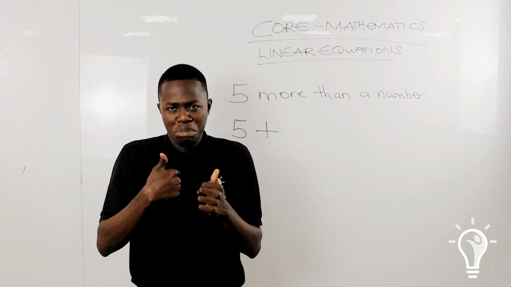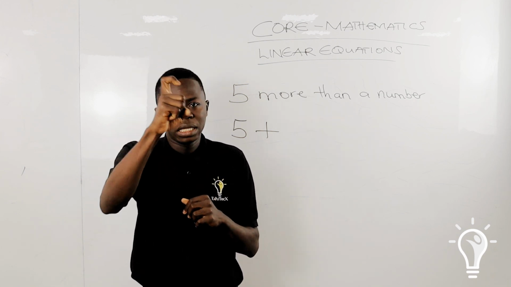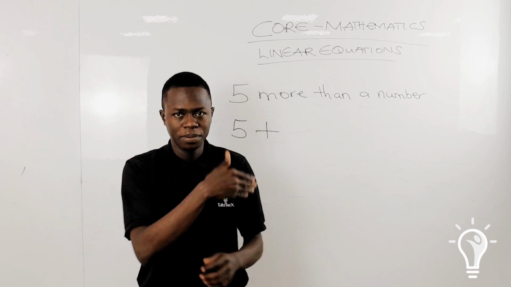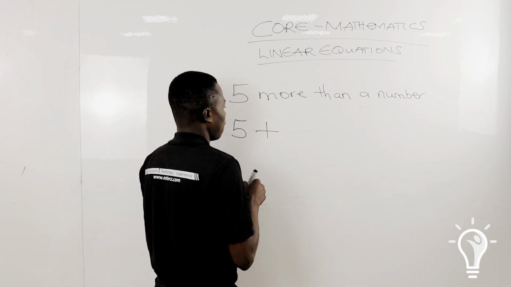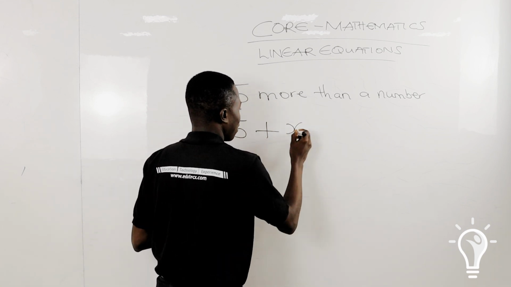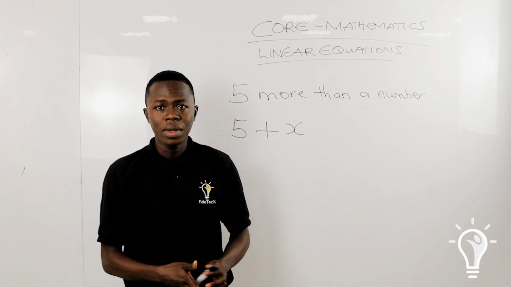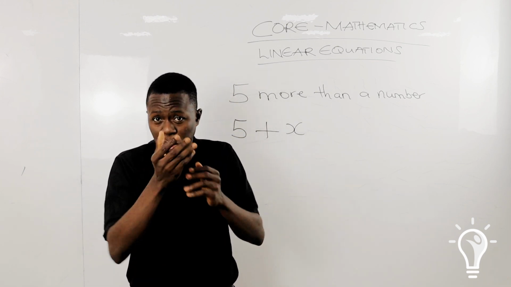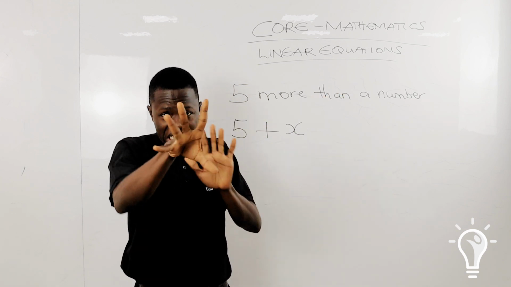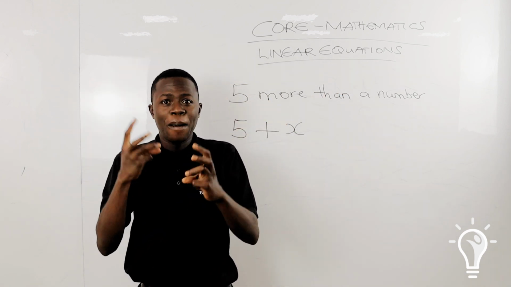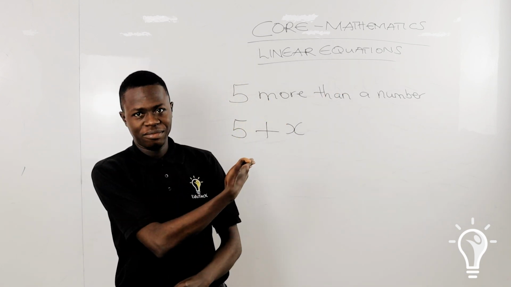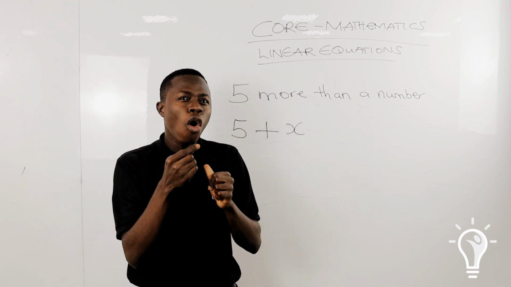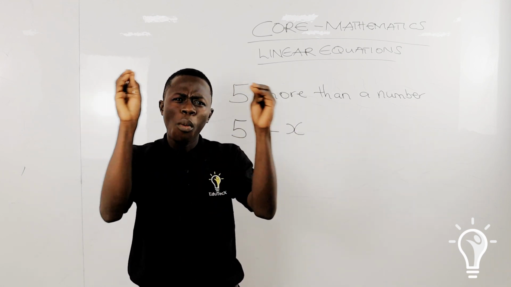And which variable would you want to represent the number with? I would prefer to use x. So in this class, let's just use x and let's write it on the board. So x. So now you've seen that just from the short, simple sentence that we have on the board, we've been able to extract a mathematical expression from it. That is 5 plus x.